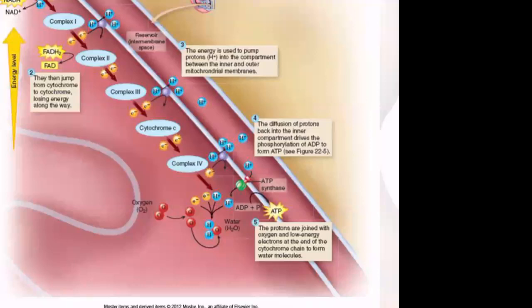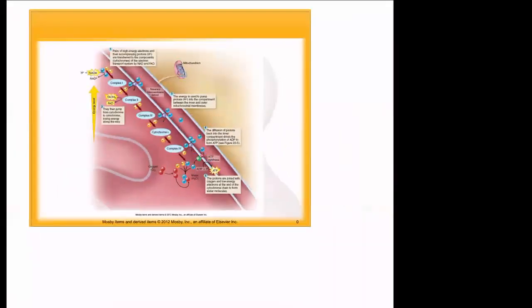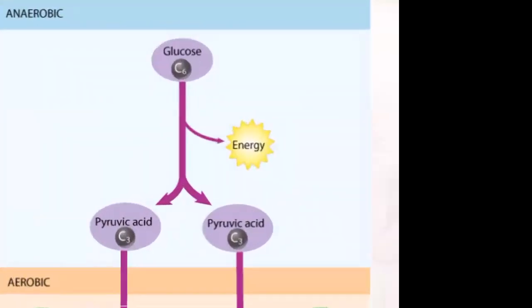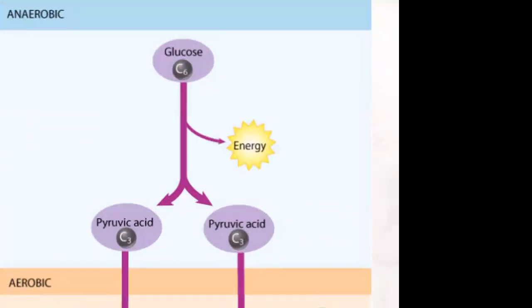I wish they would have included a better image of glycolysis happening here. This first step looks like it's pretty simple. Glucose becomes pyruvate. It is not simple. There are several changes that occur as glucose goes through here. And each one of those changes requires some kind of enzyme. In other words, a protein that is going to help it go through all of these changes.